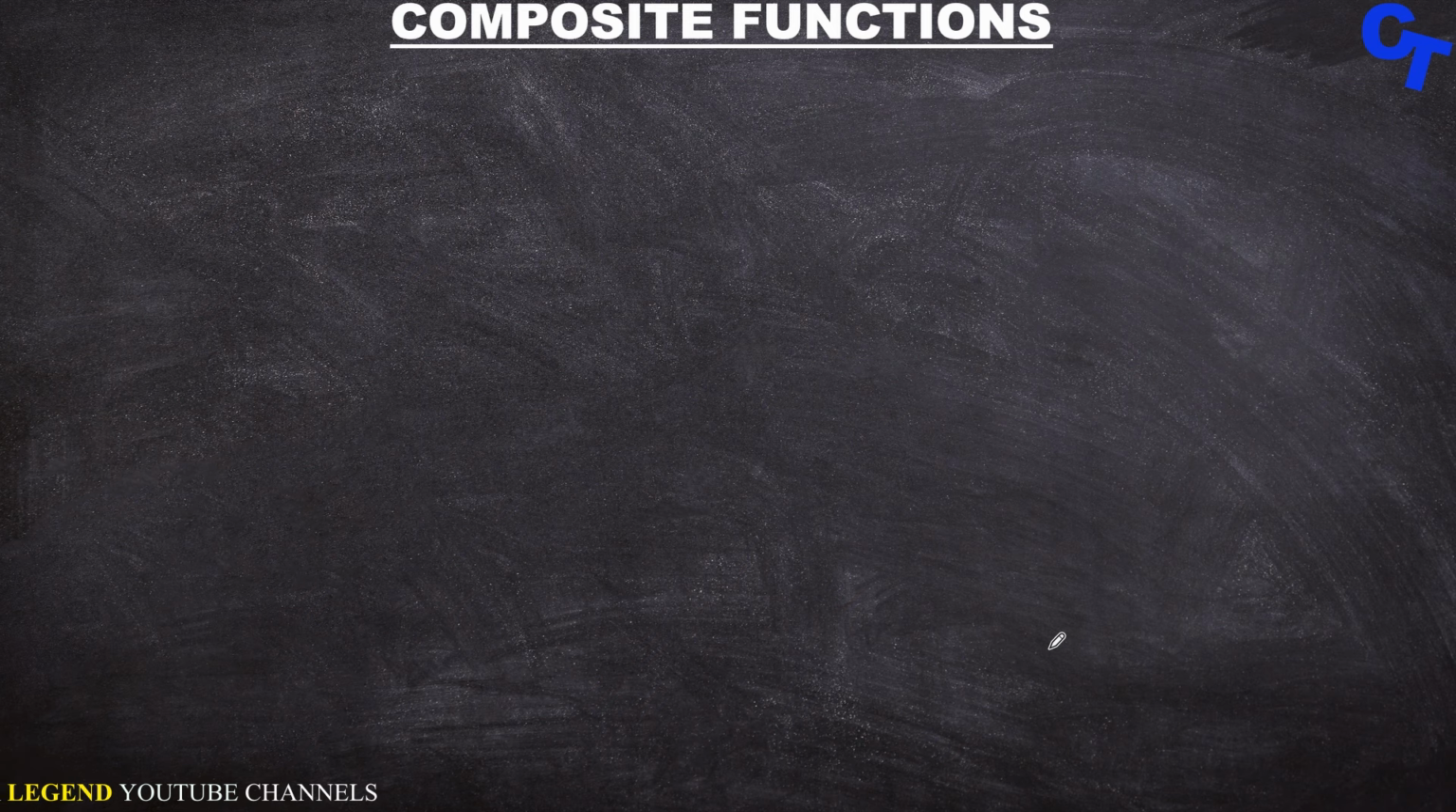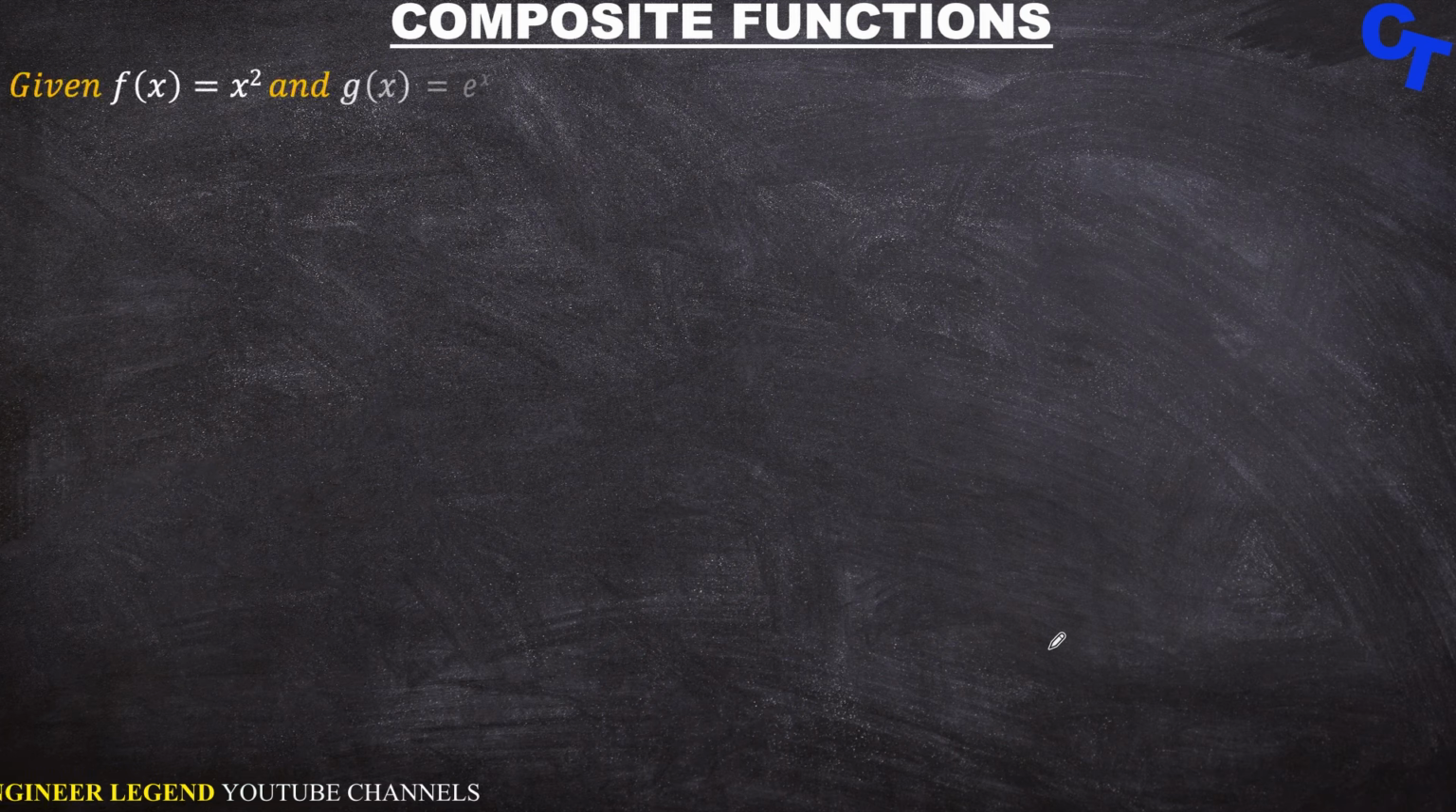So for composite functions, we're going to have two functions. We're going to have f functions, g functions, you can have h function, you can have as many functions as possible, but in this case we're going to consider up to 3 functions. Like we always do, we're going to start with a simple, very understandable example. Given that f of x equals x squared and g of x equals e to the power x, don't worry about f of x and g of x, right? It's just a letter that we have chosen. You can even replace f of x with g of x. Just a letter.